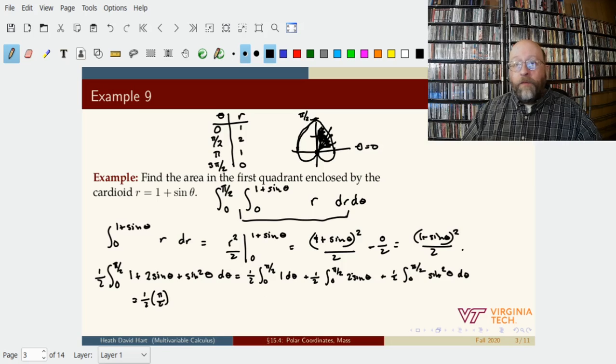This one's not so bad either. In fact, I'll change colors for this step. The 2 and the 1/2 cancel. The integral of sine is negative cosine, and so we get the negative cosine of pi over 2 minus the negative cosine of 0, and that turns out to equal 1.